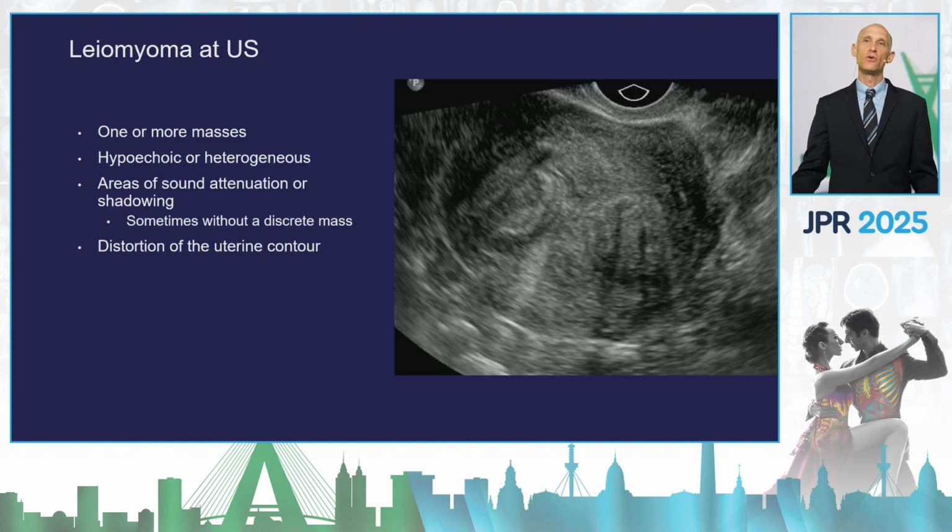Okay, what do we expect leiomyomas or fibroids to look like at ultrasound? Well, we'll see one or more masses. They're often hypoechoic or potentially heterogeneous in appearance. They will result in sound attenuation or shadowing, and sometimes the sound attenuation can be so strong it'll be difficult to see the mass itself. And if they're subserosal in location, you may see deformation or distortion of the uterine contour.